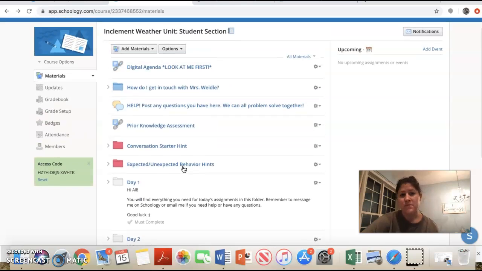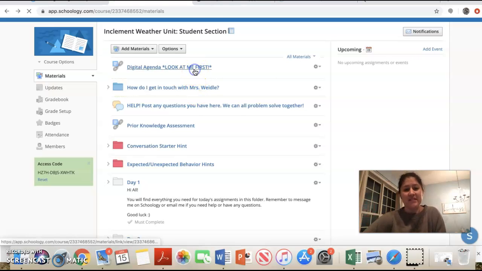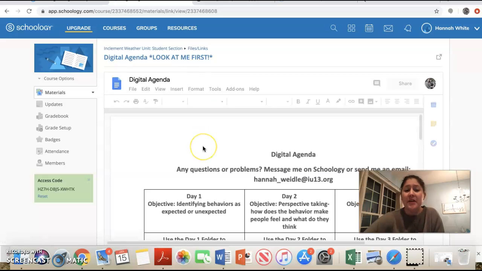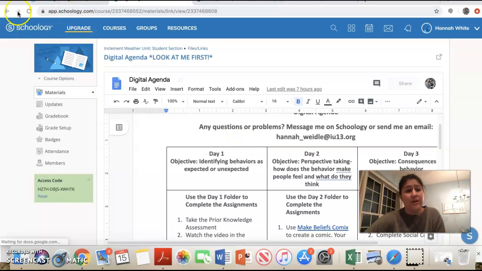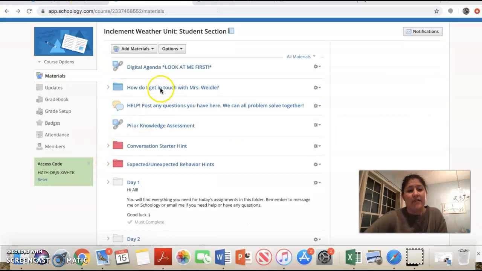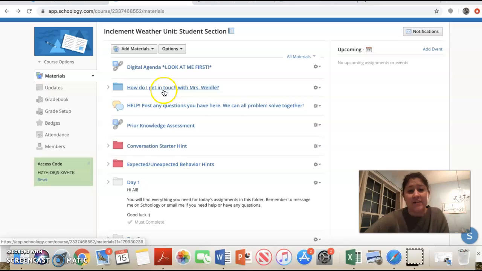Learner support. This is something that I never really thought about, because when I do use Schoology in my class, I never give my students homework. So I'm sitting right there as they work on their Schoology. But on my digital agenda, I put in here how to reach me, so you can message me on Schoology or email me, and I put my work email there. And then I also have it here again, how to get in touch with me. And then I also have a help discussion board. So if they have any questions, we just post them there.